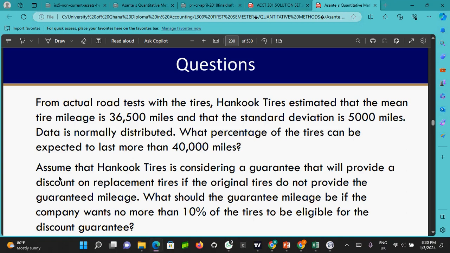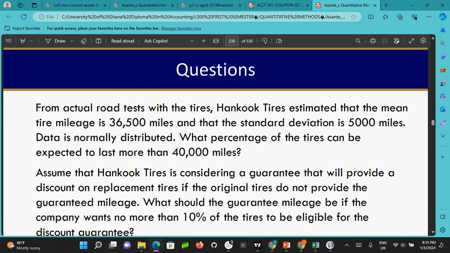Yeah. So looking at it, I think that you will find the 10% of the 36,500, because that's the one that represents the tire over there. Oh, okay. Yeah. Okay. Then I'll count.